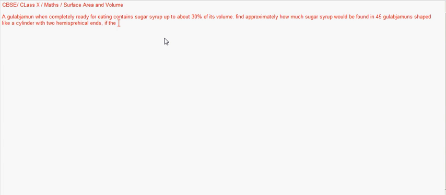If the complete length of each gulab jamun is 5 centimeter and its diameter is 2.8 centimeter. We now draw the figure for our convenience.